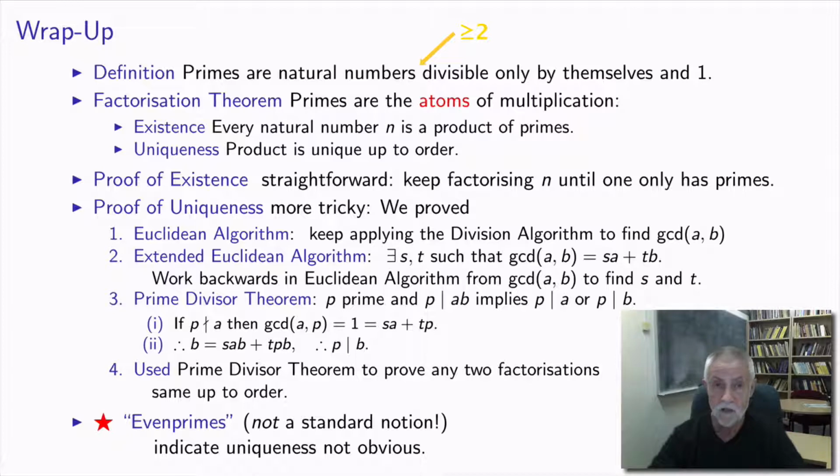And then, using this fact, it's relatively straightforward to show that any two factorizations of a natural number n must be the same, because if you take two factorizations, take a prime from one of them, it divides the other factorization, and therefore that prime must equal one of the terms in the other factorization.